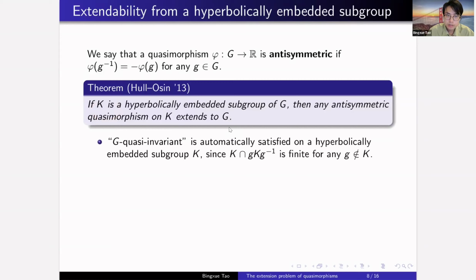And we mentioned G quasi-invariance. Here we didn't mention G quasi-invariance in this theorem because it is automatically satisfied on the hyperbolically embedded subgroup, since the intersection of K and its conjugate is finite for any hyperbolically embedded subgroup.